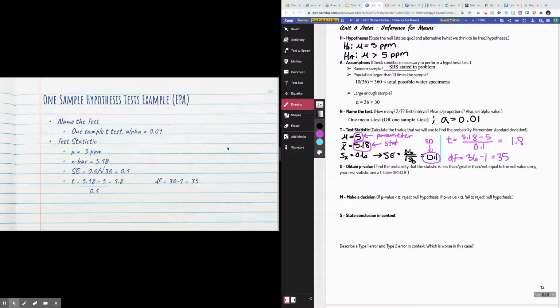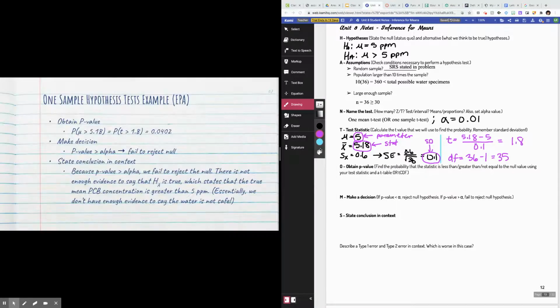Next, we have to obtain our p-value. Remember, I write this in a couple of different ways. You do not have to write this the same way that I do. You don't have to write both sets of probability notation here. You can write one or the other. It doesn't really matter. But at this O step, it is imperative that you write at least one of these probability notations. Either we're finding the probability that the mean is greater than 5.18, or you can write, we're finding the probability that t is greater than 1.8.